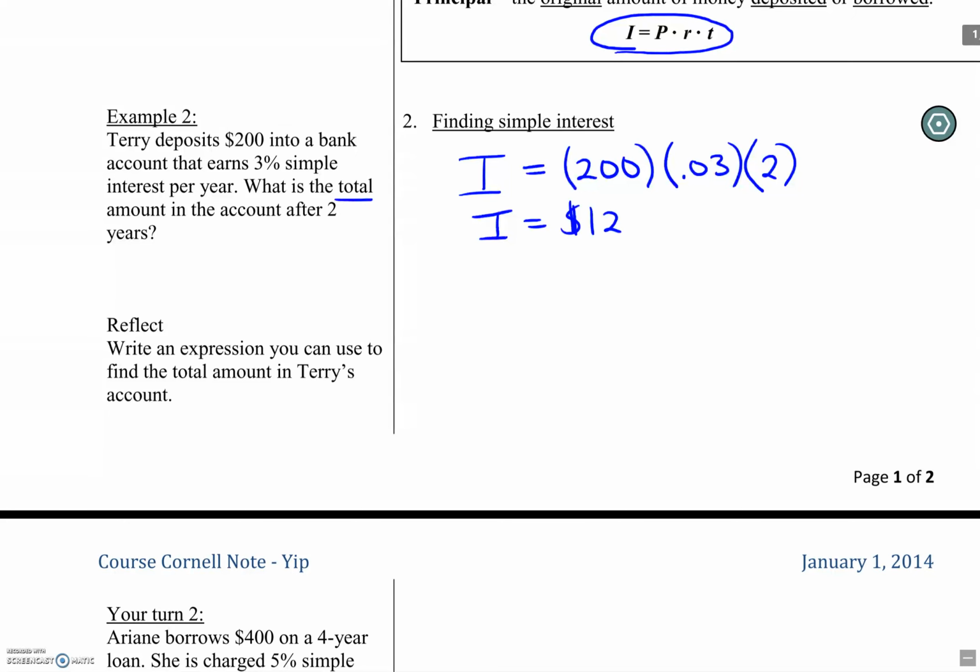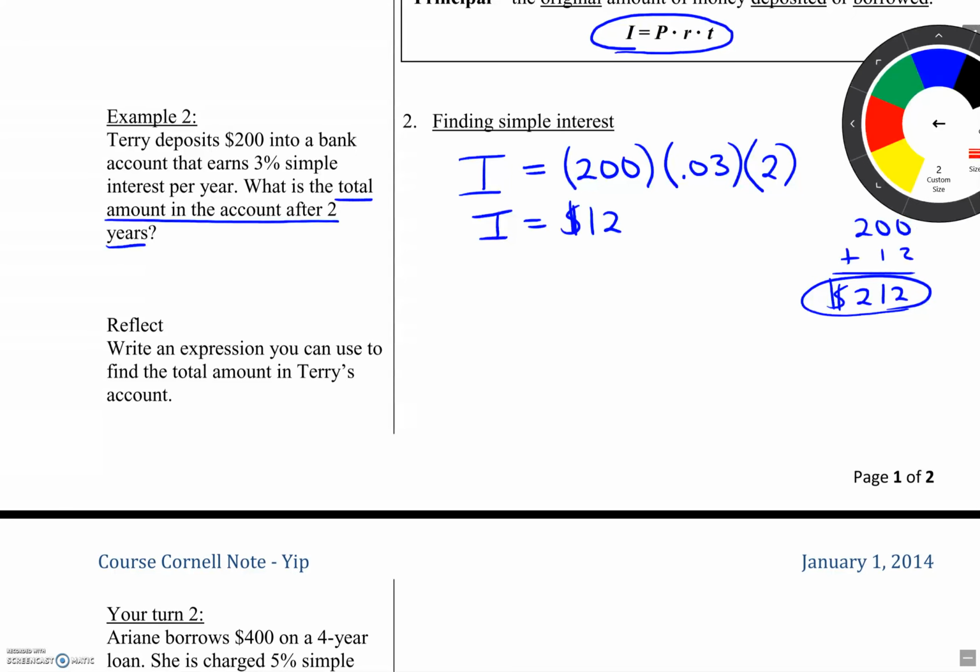And because it's asking what is the total amount in the account after 2 years, we just want to do 200 plus 12 to get a total value of $212. We want to write an expression that we can use to find the total amount in Terry's account. And what we can do here is start with basically the principal plus the interest. And in this case, it was 200 plus 12.